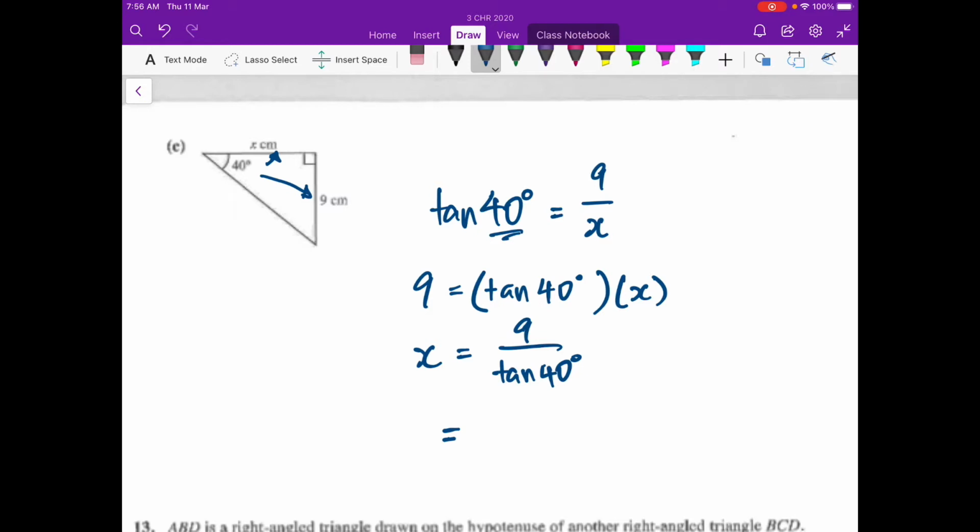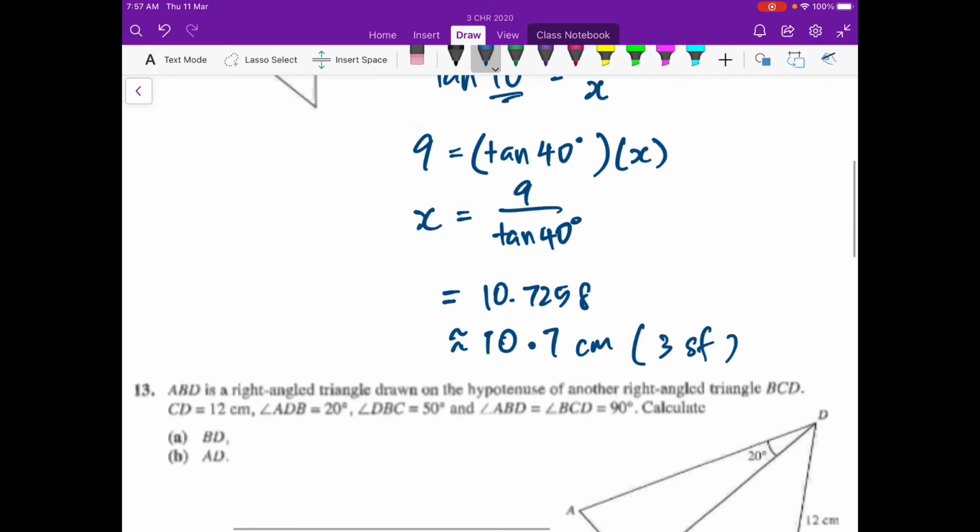10.725. So we have to put it in 3 significant figures, 10.7. Right? So basic trigonometry over here on how to form an equation with only the opposite and the adjacent and one angle that is given. So question 13, who should do question 13?